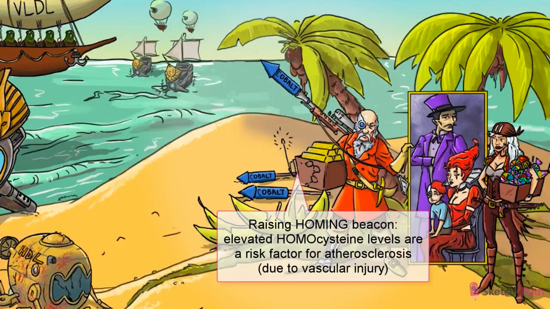There are multiple mechanisms by which homocysteine may induce vascular injury, both through direct oxidative damage to the vascular endothelium and by combining with LDL to form aggregates that are taken up by macrophages to be released into atherosclerotic plaques.